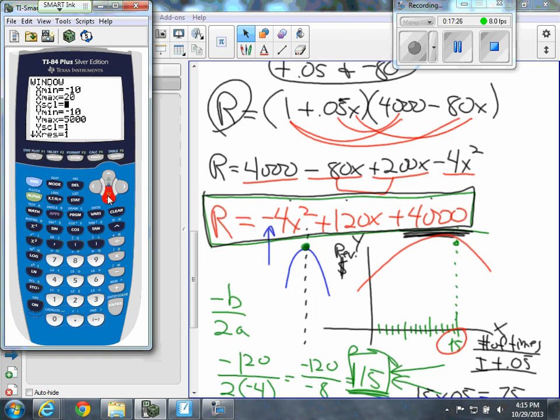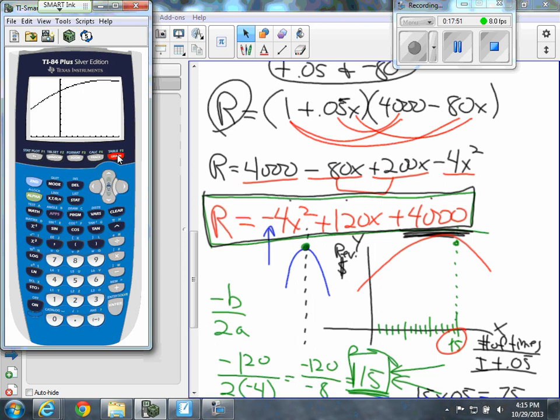I think I'll change my scale to 2s, just so that it looks a little bit better. And on the y-axis, I'll change my scale to 500s. I usually take the maximum and divide it by 10. That's what I use for my scale. And now I'm going to push graph, and there's my nice parabola.